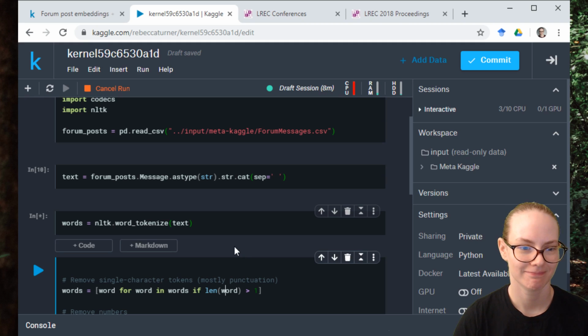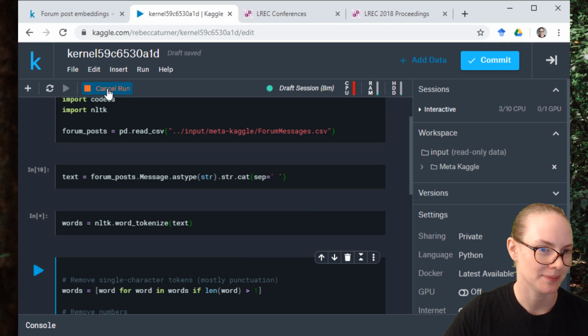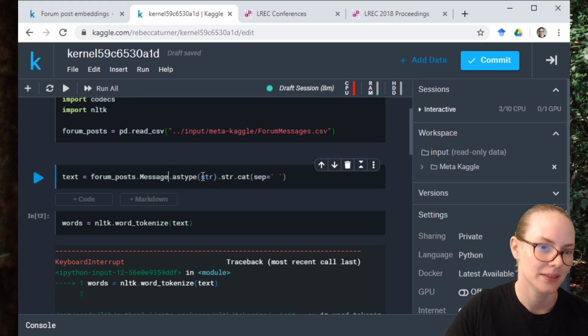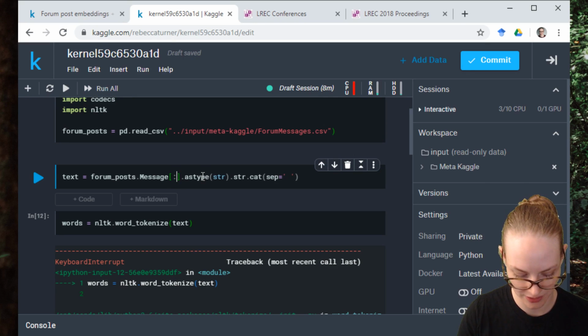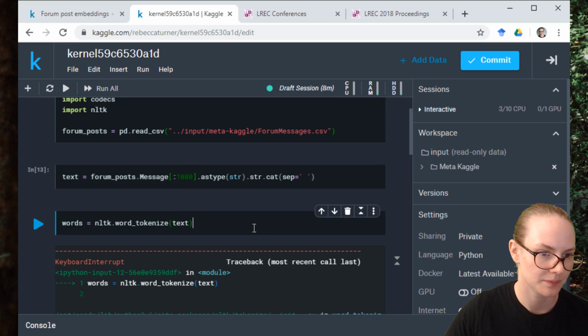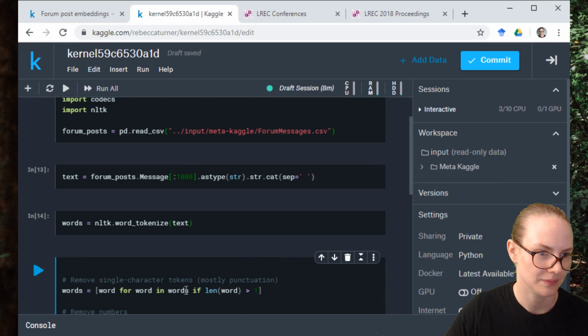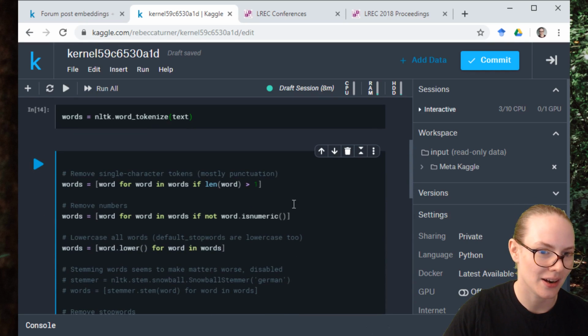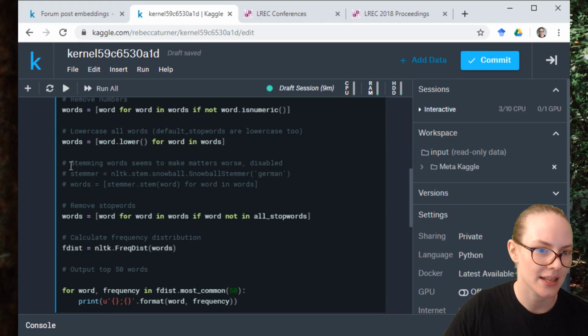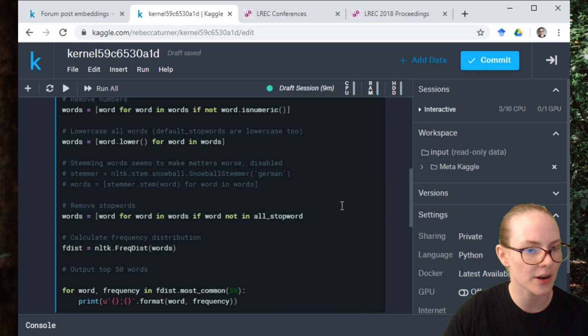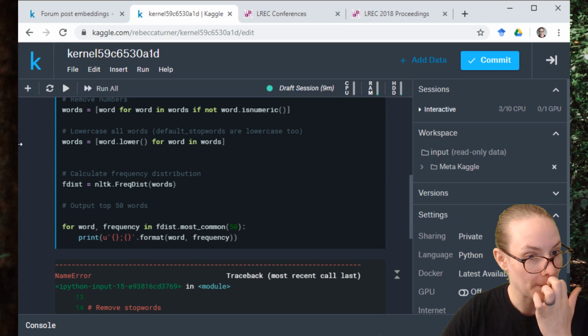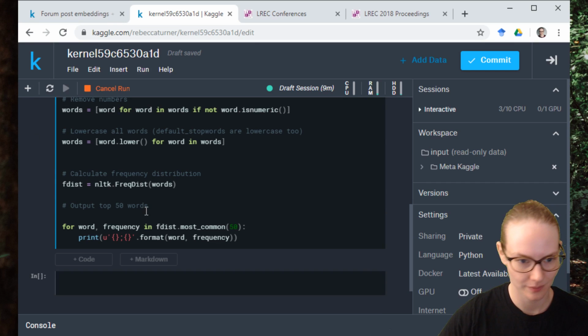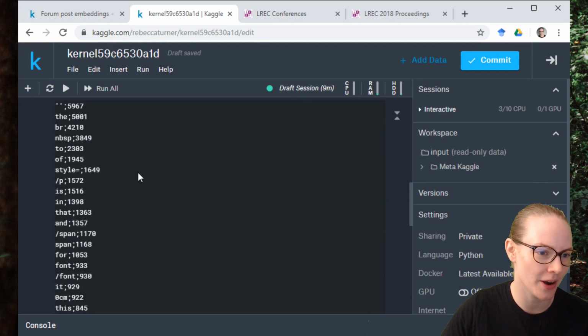Still tokenizing. Actually, what we should probably do is just do the first 1,000. Yeah, there we go. Okay, just to make sure that it works first. Step 1, make sure it works. All right. Remove single characters, remove numbers, lowercase, that's good. We don't actually want to remove stop words, and we do want to get the distribution. And then the most common 50 words. Number 1 is the, not surprising.